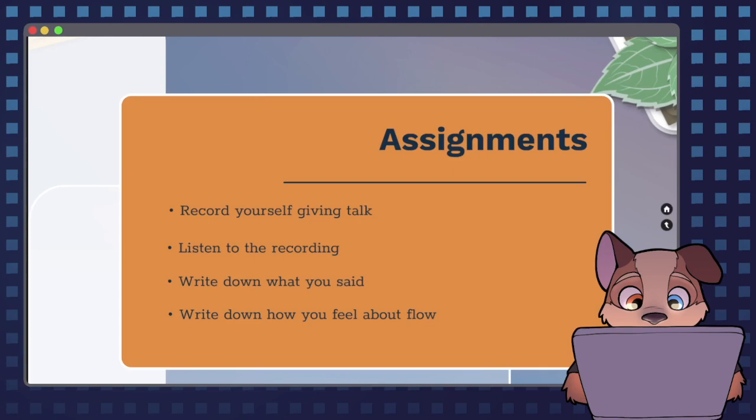My suggestion is, after you have listened to your recording, write down what you said word for word, and then write down how you feel about the flow. This way, when you come to Code for Greensboro, or when you go to your team, when you give your talk to other people, you can say, I don't think the flow worked at this spot in the talk. Can you help me? If they have some familiarity with the talk, they might be able to give you some suggestions about how to make that flow work better.